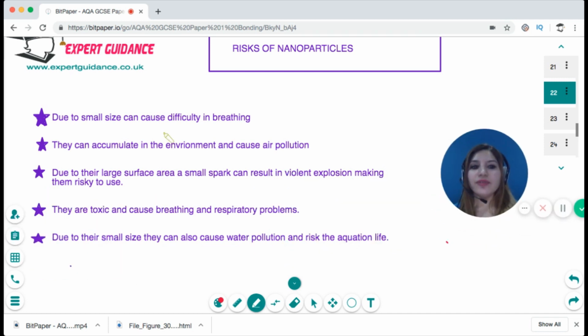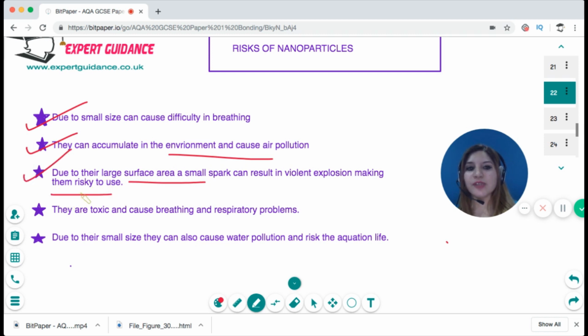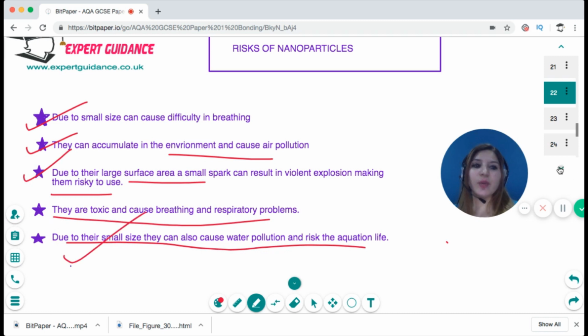However, there are a lot of risks of nanoparticles due to small size. They can cause difficulty in breathing. They can accumulate in the environment and cause air pollution. Due to their large surface area, a small spark can result in a violent explosion, making them risky to use. They're toxic and cause breathing and respiratory problems. Due to their small size, they can also cause water pollution and risk aquatic life.